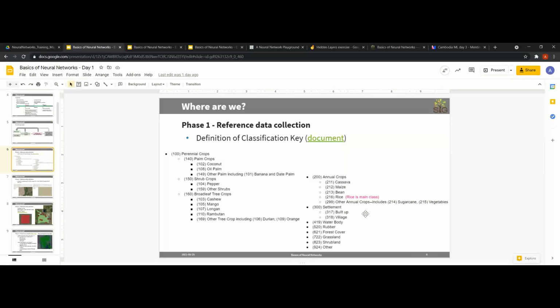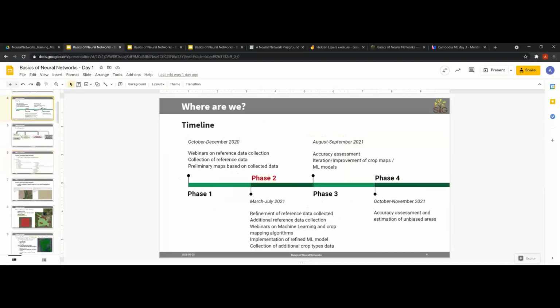But for this pilot, we'll work just with these higher levels, like palm crops, shrub, broadleaf, and annual. The next phase would be those subclasses, doing some experimentation. That should work for the timeline that you proposed.